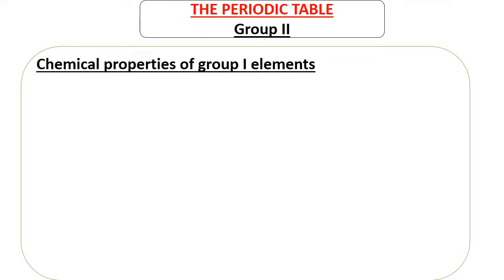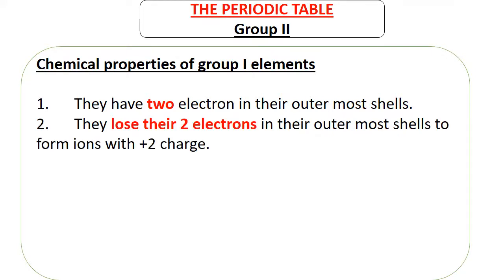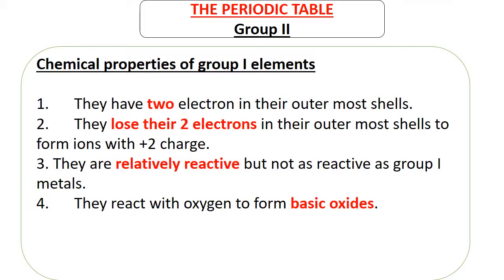So we go to chemical properties of group 2 elements. One, they have two electrons in their outermost shells. Number two, they lose their two electrons in their outermost shells to form ions with a positive 2 charge. So these two chemical properties, we already know them. Three, they are relatively reactive but not as reactive as group 1 metals. Four, they react with oxygen to form basic oxides. Just like group 1 metals, they also react with oxygen to form basic oxides.